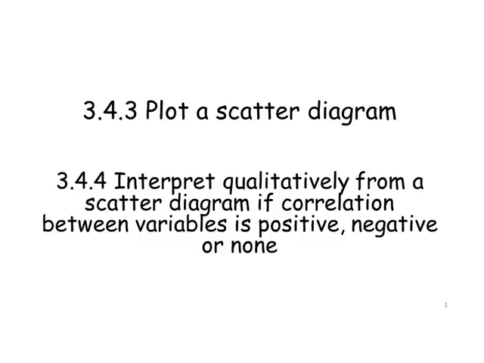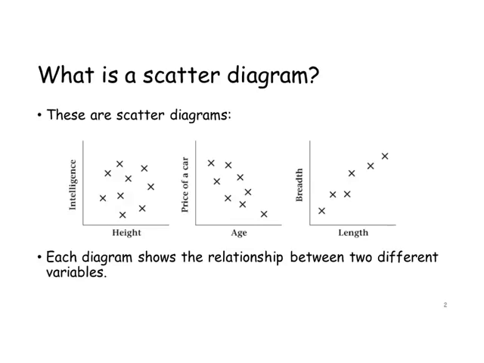Our learning outcomes are to plot a scatter diagram and to interpret qualitatively from a scatter diagram if correlation between variables is positive, negative, or none. So what is a scatter diagram? Well, these are all scatter diagrams, 3 examples.